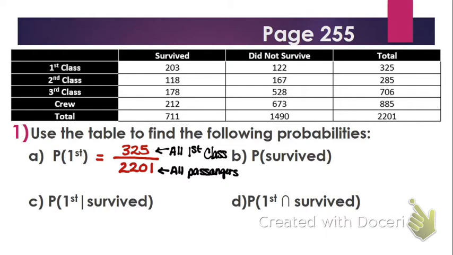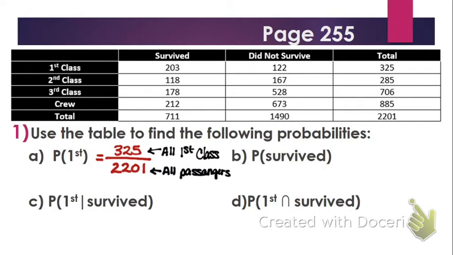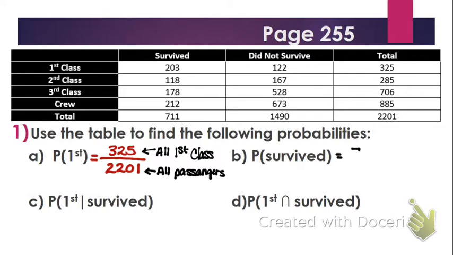Part B, which you need to go down vertically on your page. Yours aren't side by side. I did mine side by side so I could fit them all up on the screen. So yours, we're looking at that left-hand column. What's the probability that somebody survived? 711 out of 2,201.